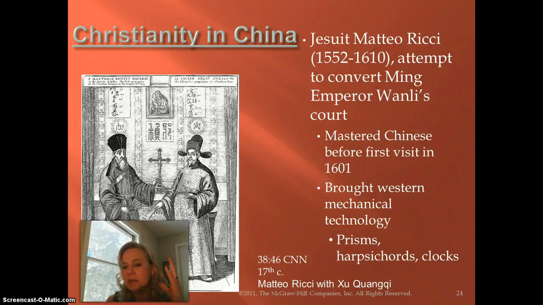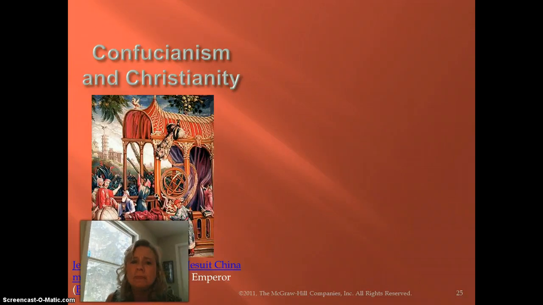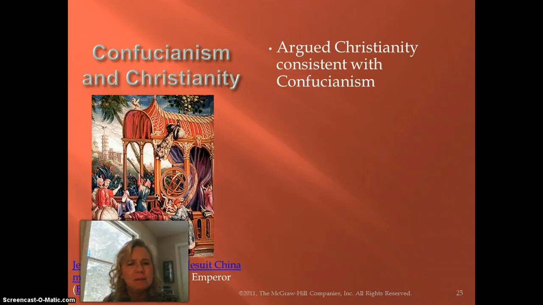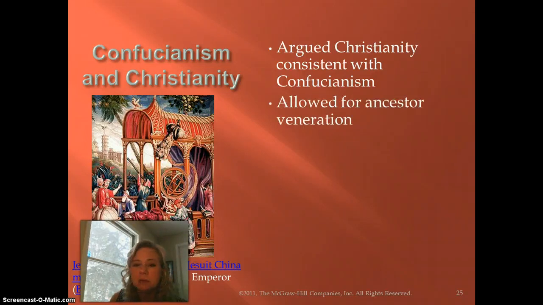The prisms which divide light into the rainbow spectrum, harpsichords, and especially chiming clocks. These all fascinated the Chinese, and the Qing emperors in particular really were interested in those technologies. However, in the end, the Christian missionaries couldn't really convince the Chinese about converting to Christianity. They argued that Christianity was completely consistent with Confucianism, that there would be no problem with practicing Confucianism and being Christian, and I think most people who look at the doctrines of both Confucianism and Christianity would agree with that. They allowed for ancestor veneration and said, hey, that's okay. You can still honor your ancestors. In fact, we do that too. But as I said, few converts.